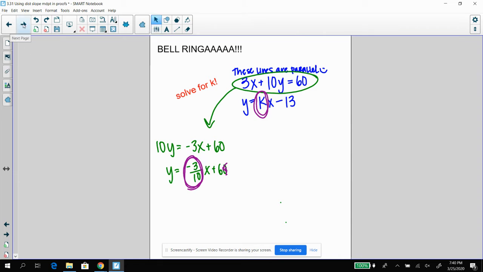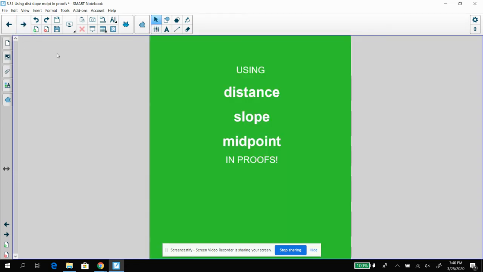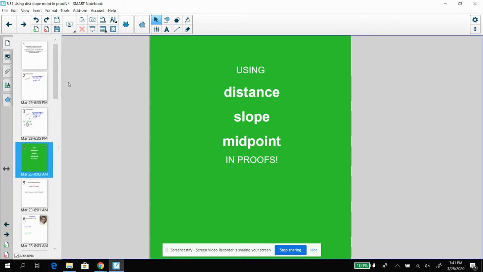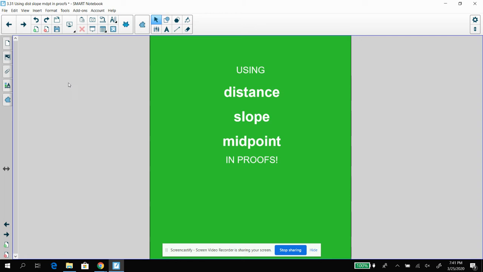All right. So we are now starting using distance, slope, and midpoint. Everything we practiced yesterday for Unit 7, we are now going to use in proofs. So if you think about it, when on earth would we use distance, slope, and midpoint in proofs?